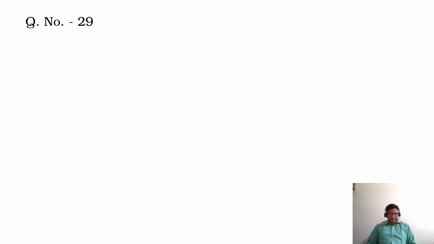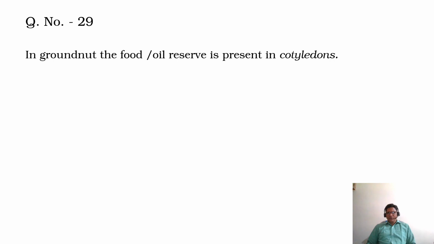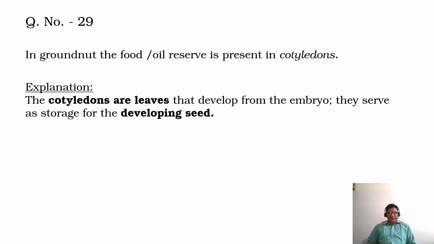Question number 29. Oil reserve of groundnut is present in option 1, embryo; 2, cotyledon; 3, endosperm; 4, underground tubers. So in groundnut, the food or oil reserve is present in the cotyledons. The cotyledons are leaves that develop from the embryo. They serve as a storage for the developing seeds. So the answer is option 2.